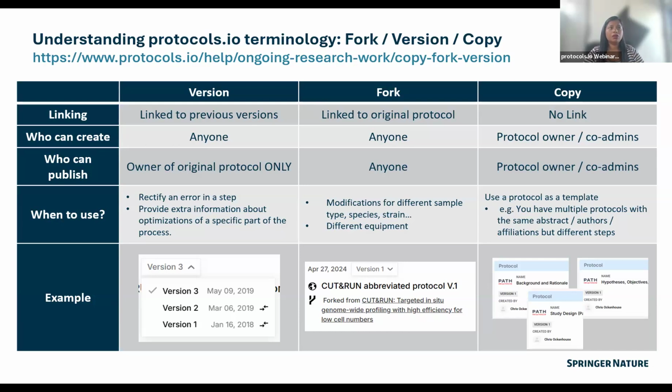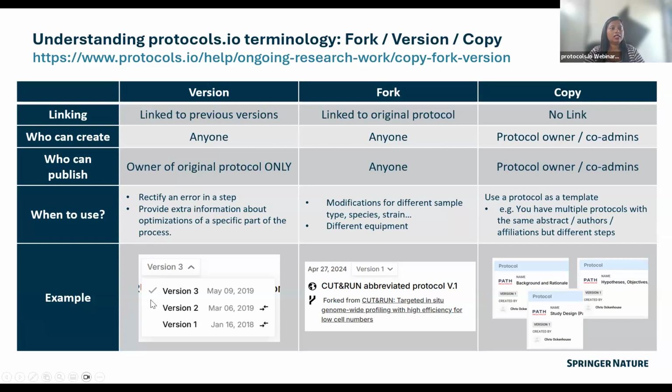When to make a version: when you want to rectify an error in a step, because once you publish a protocol, you cannot make edits in it, so you have to publish a new version to rectify any error which occurred during the publication. Another is to provide extra information about the optimization of a specific part of the process. Throughout the time, your protocols evolve, so you can make new versions of those protocols.